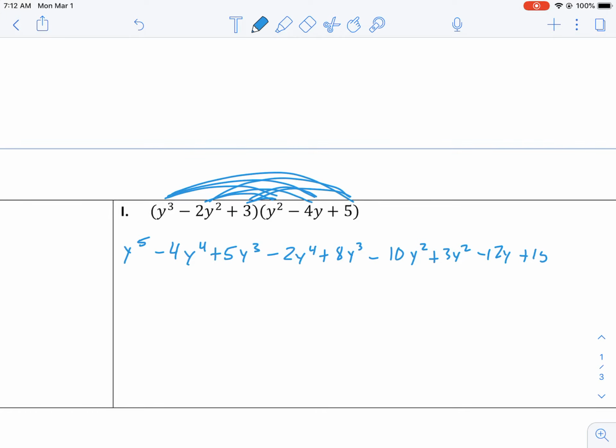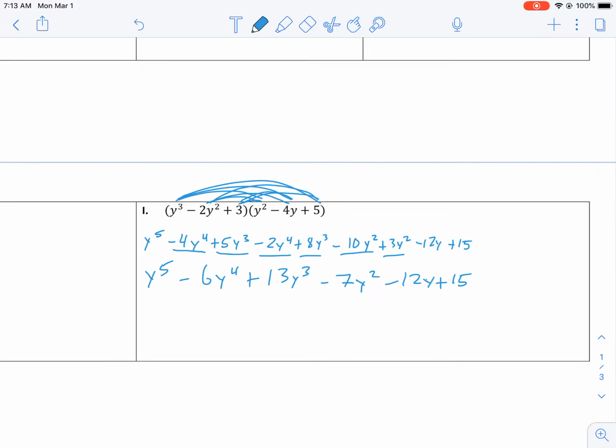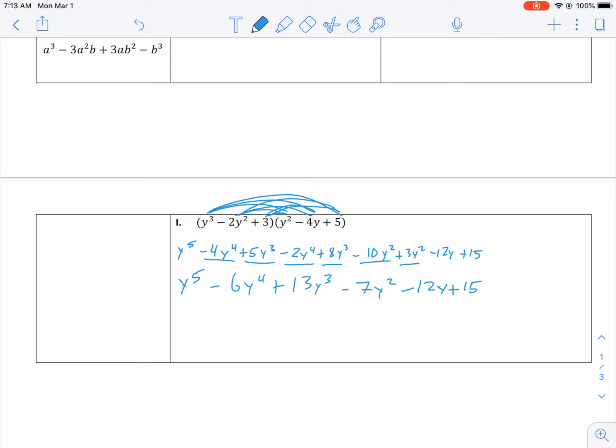Now we do have combining like terms to do. So we have negative 4y to the 4th and negative 2y to the 4th. That'll be negative 6y to the 4th. 5y cubed plus 8y cubed, that's plus 13y cubed. That's negative 7y squared. And then minus 12y plus 15. And so that would be your answer. This is a quintic polynomial.